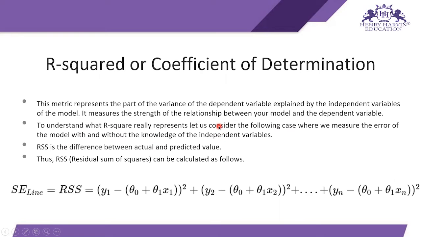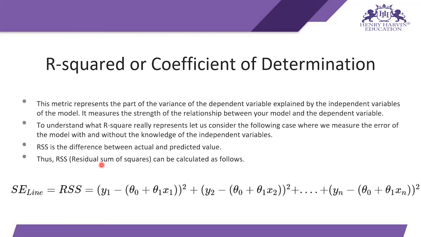So basically, R squared is telling us the strength of the relationship between your model and the dependent variable. That means how accurate your model is, what the accuracy of your model is. R squared tells us about that. RSS is the difference between actual and predicted value.